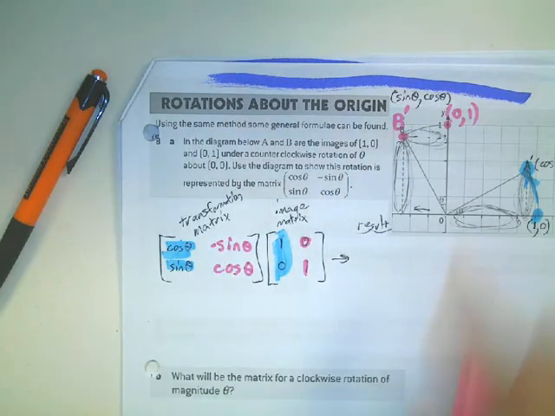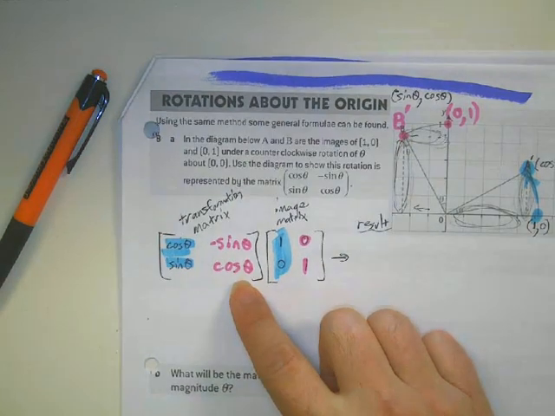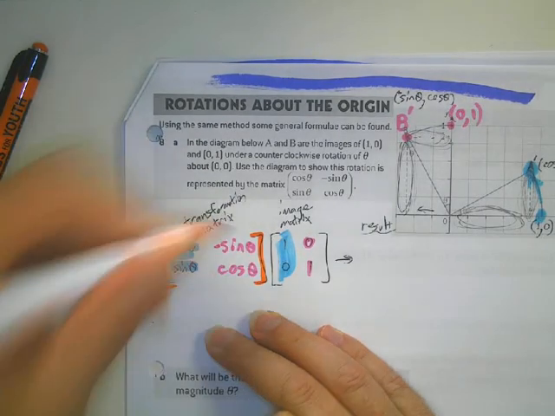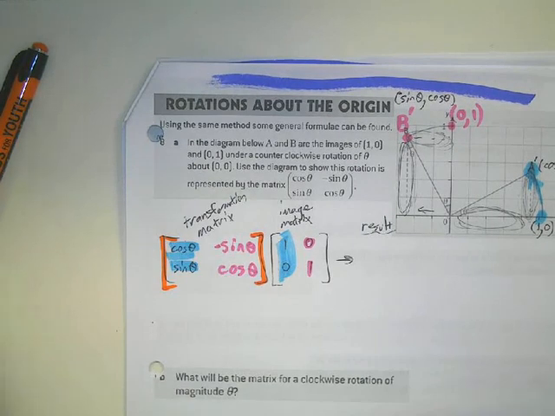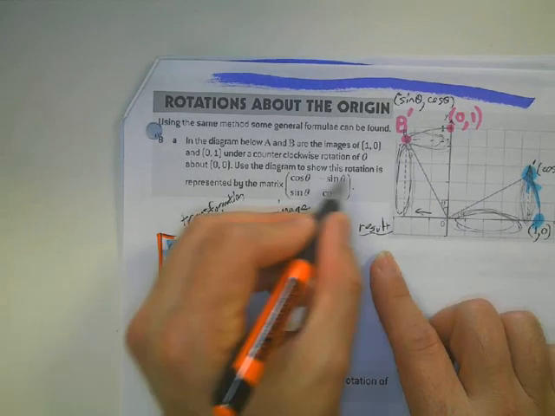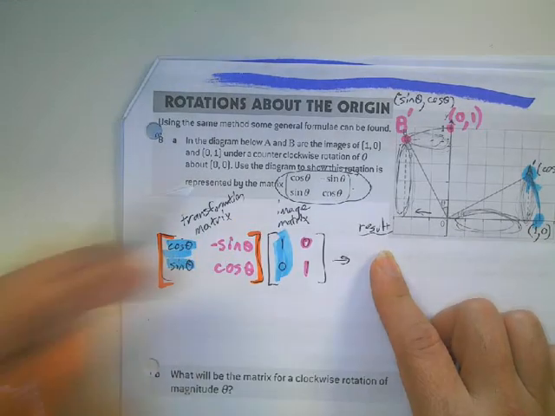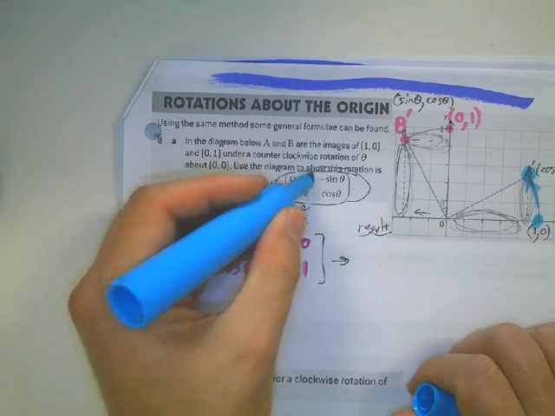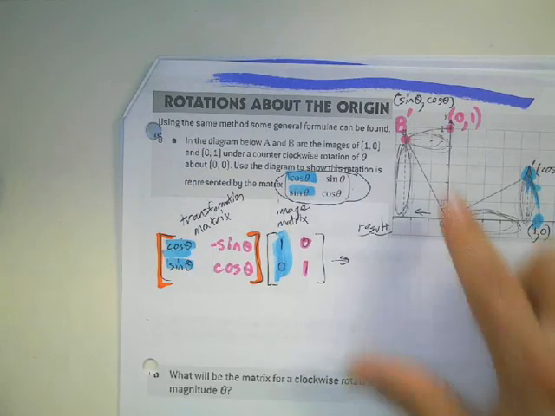Anyways, I'm just showing you how to get this transformation matrix. It's important for you to see where it comes from, and notice they gave it to you right here. I'm just showing you where these values come from.